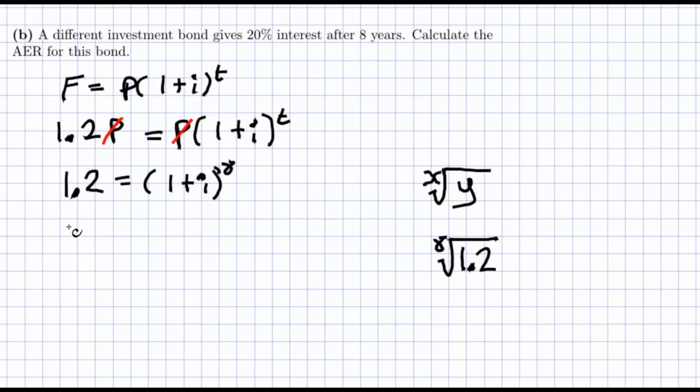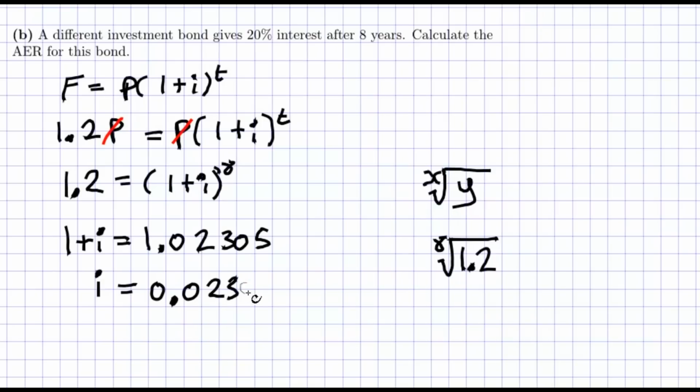So if we do that, we have 1 plus i is equal to 1.02305. So then we take 1 from both sides, so we get i is equal to 0.02305. And to turn that into a percent, you multiply it by 100, so we get 2.305% annual equivalent rate.